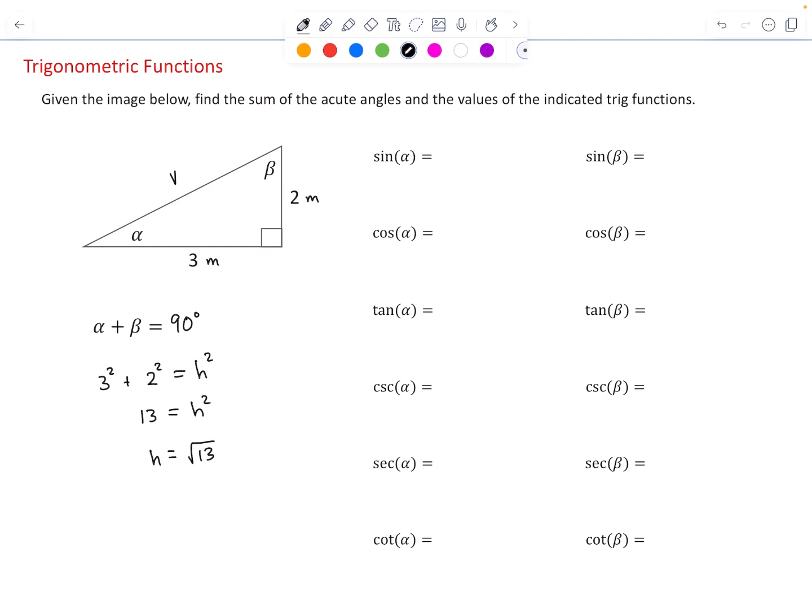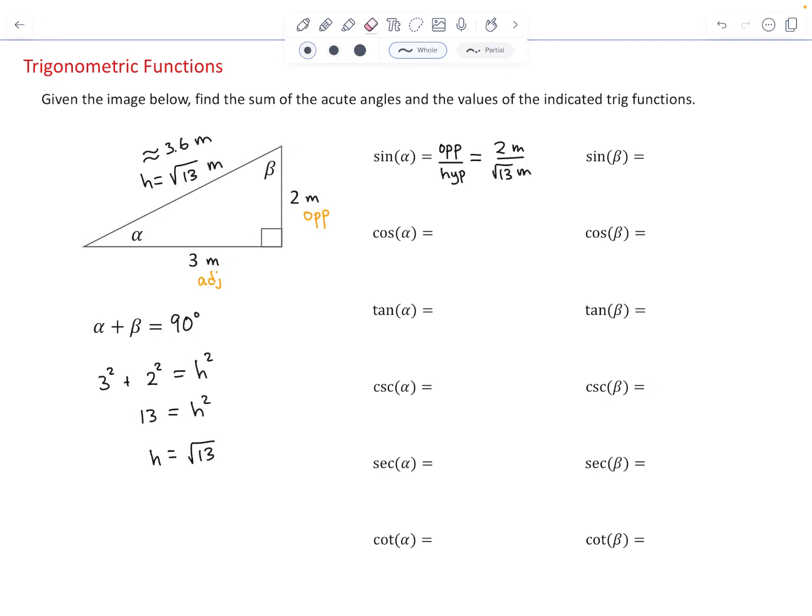We determined that h was the radical 13, and focusing on alpha, in this context, 2 would be the opposite and 3 would be the adjacent. The hypotenuse is radical 13 meters, which if I wanted to decimalize using a calculator is approximately 3.6 meters, confirming it is the longest of the 3 sides of this triangle. So the sine of alpha, whatever measurement alpha has, will be the opposite length divided by the hypotenuse length. So that will be 2 meters divided by radical 13 meters.